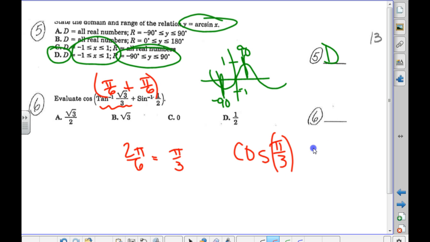Zachary, can you look at your unit circle and tell me the cosine at pi over 3? Good job. I always feel like poor Zachary never gets a word in edgewise with you guys. It's like Hungry Hungry Hippos.